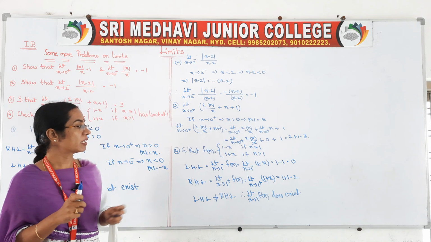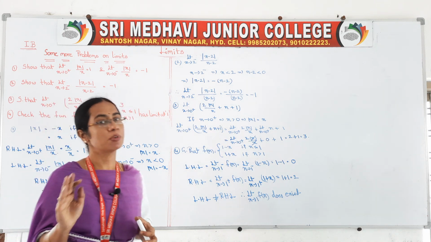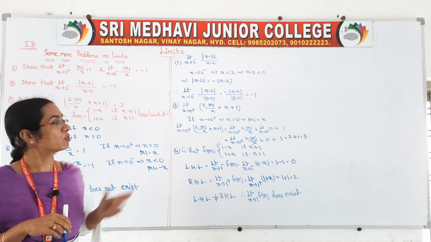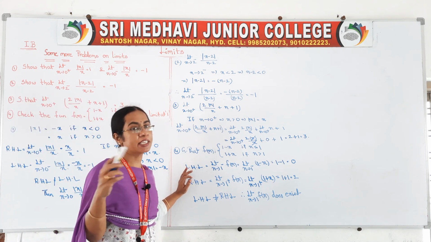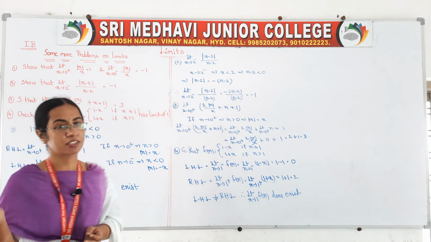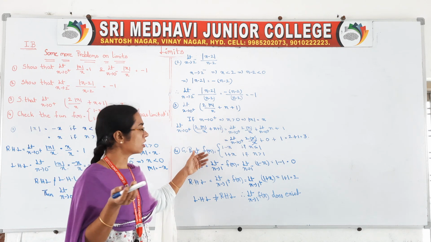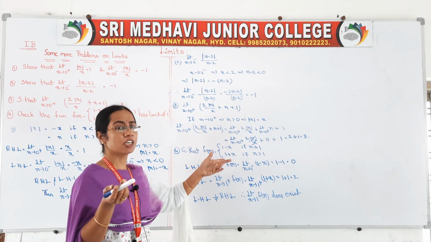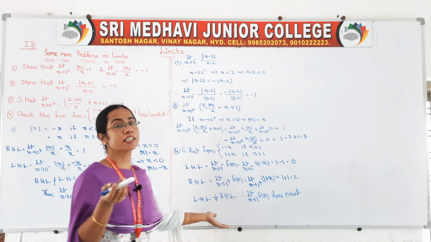Okay. So these are some more problems from our limits. Some more problems are left. Next class we will do some more problems like this only. Check whether the function exists or not, or what is the limit of this function at x is equal to 1, at x is equal to like this. Here they can ask like this also, what is the limit of this function at x is equal to 1. Actually that limit does not exist.